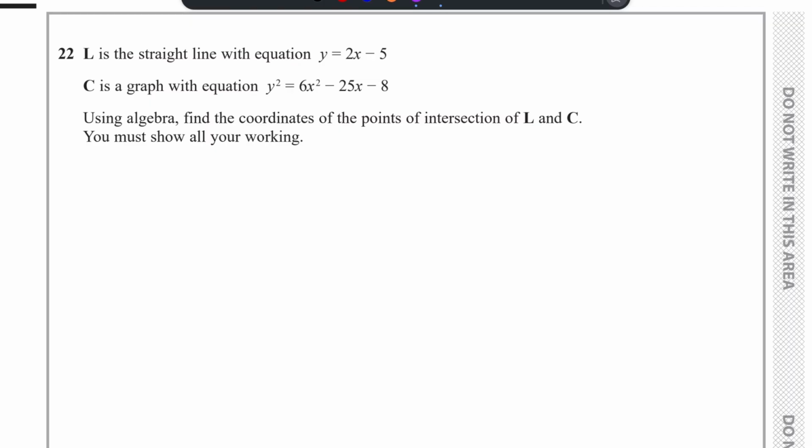I am going to do a quick sketch on the side, but you wouldn't be able to do that in an exam without plotting it accurately, or trying some numbers, which you don't have time to do in an exam. It says using algebra, so it's specifically saying what method to use. Find the coordinates of the points of intersection for the two curves.